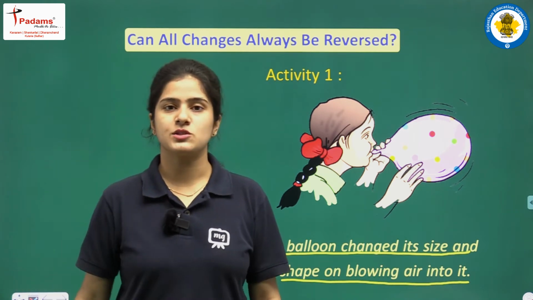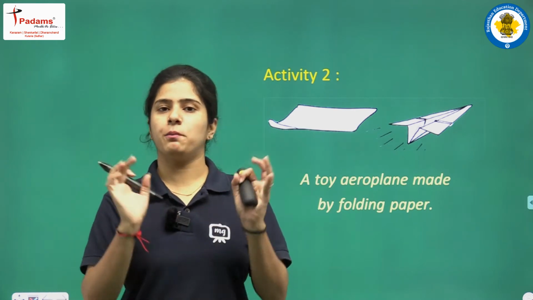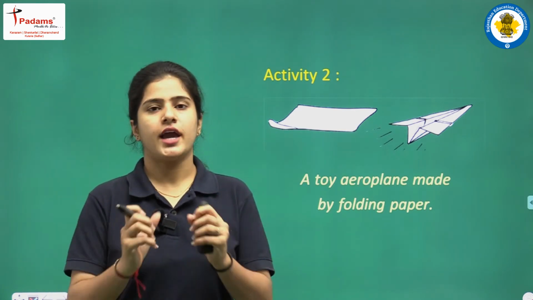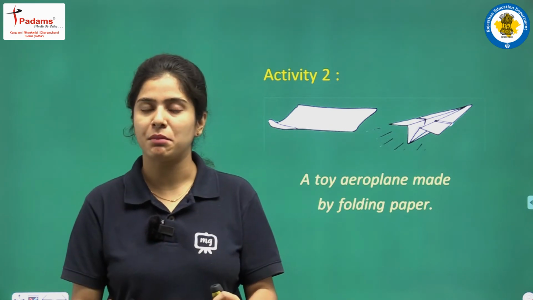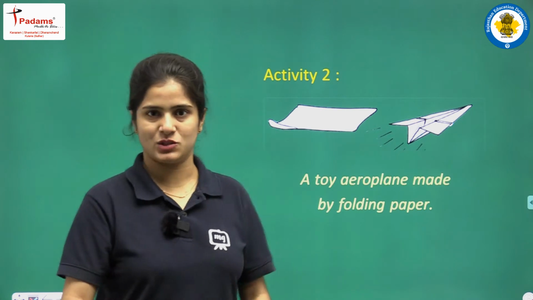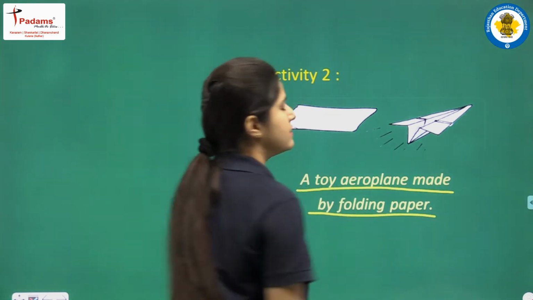In the next activity, students, there is a paper and you want to make an aeroplane with the help of that paper, okay? And you are folding the paper up and making the aeroplane by folding it, students. So a toy aeroplane made by folding the paper, right?